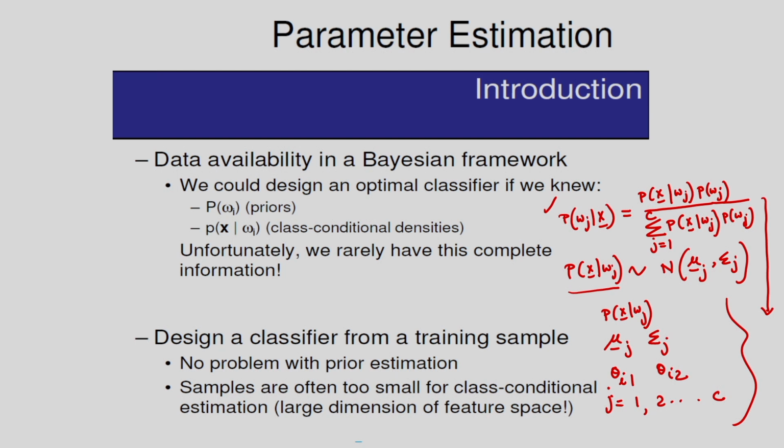In the case of the parametric approach, the PDF form is known. That means I know the PDF of the class conditional density in the parametric form. So in the parametric approach, the PDF form is known, but the parameters I have to determine, I have to estimate. That is the parametric approach.